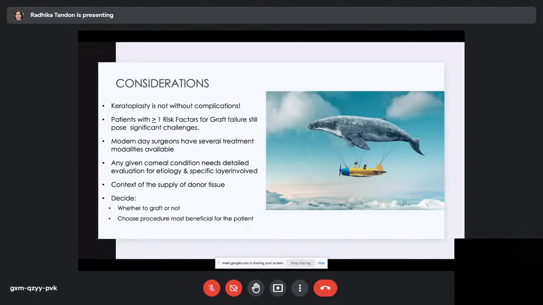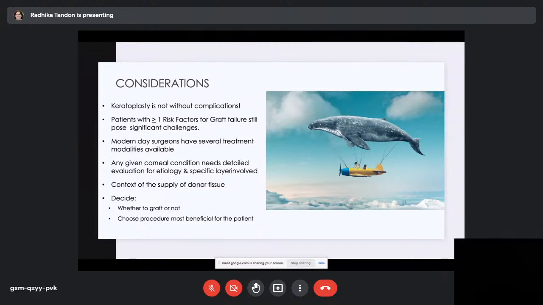Once again, I would like to emphasize that in your considerations, we must never forget that keratoplasty is not without complications, and the most dreaded complication is infection and loss of the eye. You have to remember that we are using live corneal tissue from a donor, which is not sterilized. It is disinfected, and every effort is made to follow all aseptic precautions, but there is sometimes a risk of an organism getting by, and you may end up with a serious infection. Modern day surgeons do have several treatment modalities available, and a whole lot of antibiotics and newer techniques at our disposal. So certainly the quality of the surgery we offer has improved, and we are becoming more and more bold in the kind of cases we take up and the kind of surgeries we do.